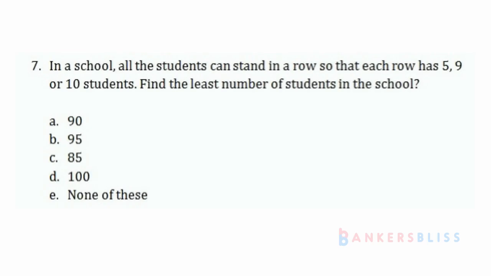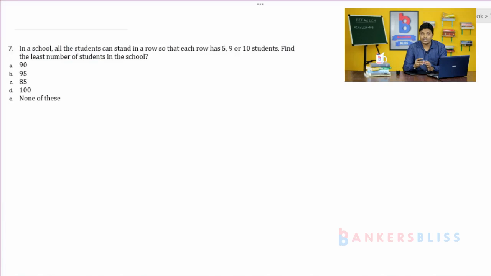In a school, all the students can stand in a row so that each row has 5, 9 or 10 students. Find the least number of students in the school. So you have to calculate the least number of students. The question itself is giving you the hint: least means it may be LCM.